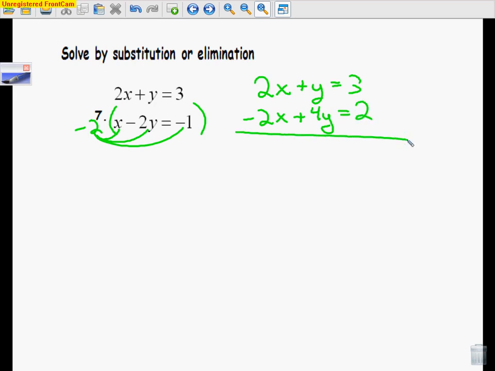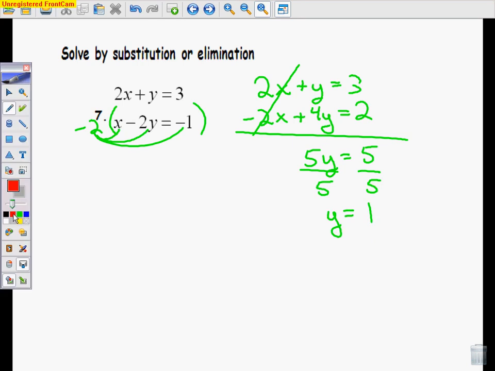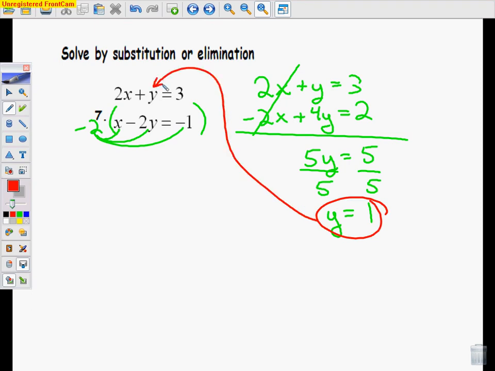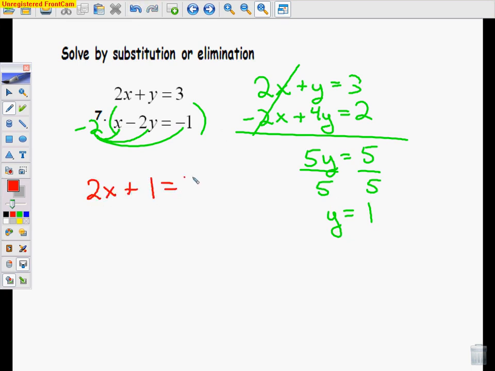Now, I add down. These cancel here. y plus 4y is 5y. 3 plus 2 is 5. Get y by itself by dividing by 5 on both sides. We find y equal to 1. Now that you know y is 1, you can take that 1 and plug it in for y at any point in the problem. So I'm going to go ahead and plug it in to the y there. I didn't have to plug it into that one, but I just chose that. So if I plug it into that one, I will get 2x plus y, and we know y is 1, equals 3.